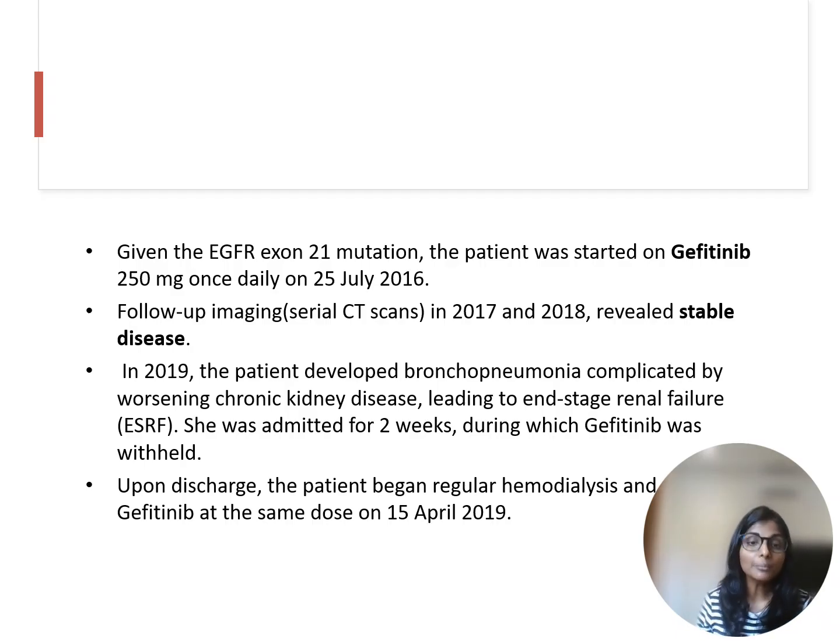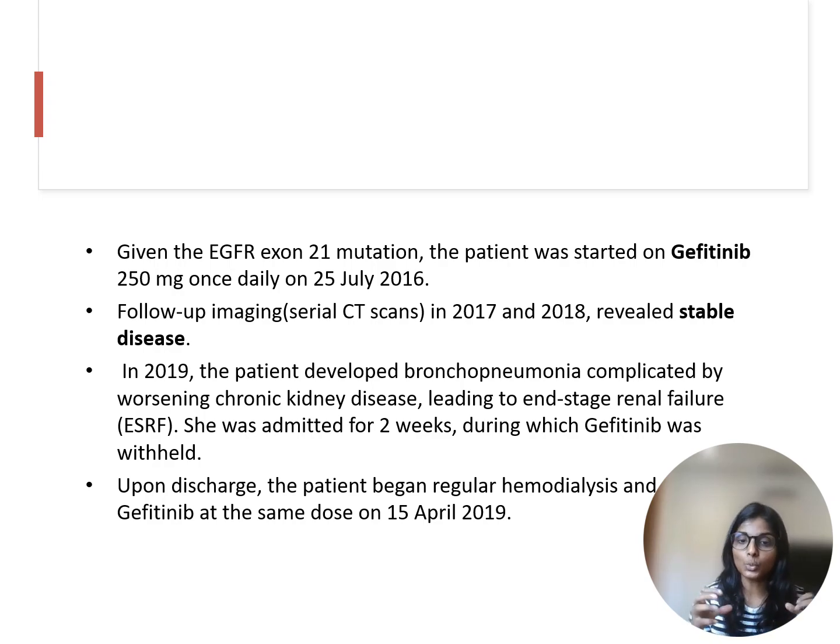She had follow-up CT scans every year, in 2017 and 2018, which revealed stable disease. However, like a lot of patients, she did not have a smooth journey. In 2019, she had an infection. She had bronchopneumonia complicated by worsening chronic kidney disease. The chronic kidney disease worsened to an end-stage renal failure level.